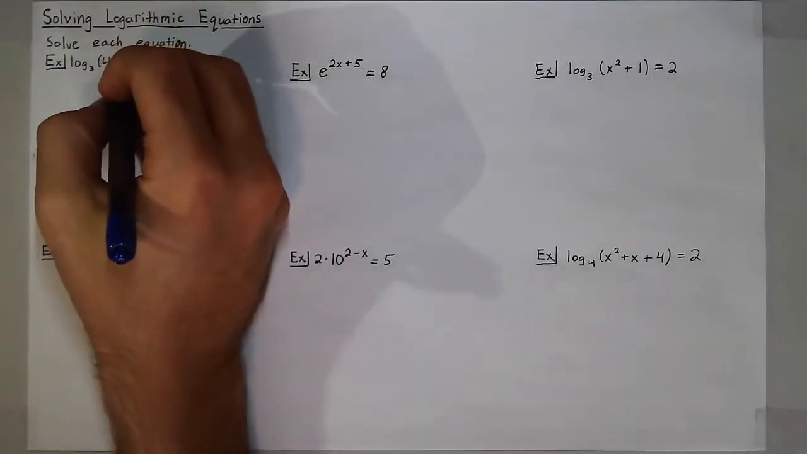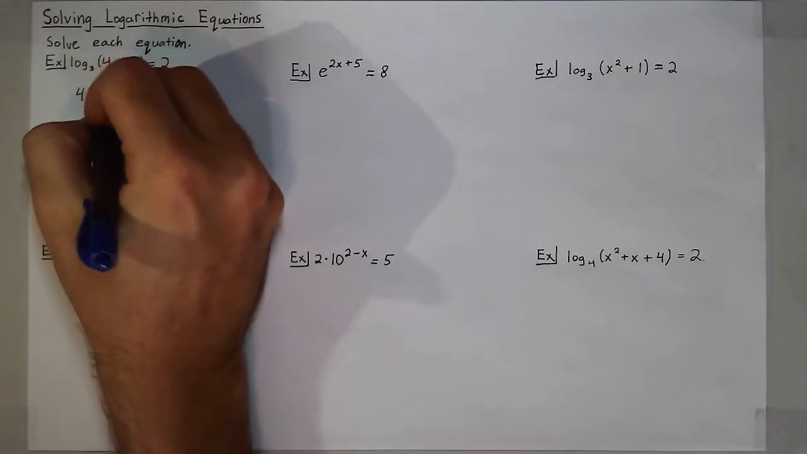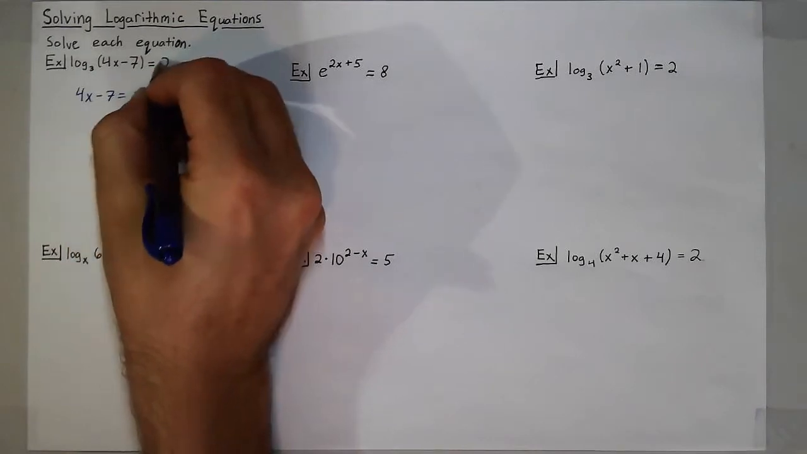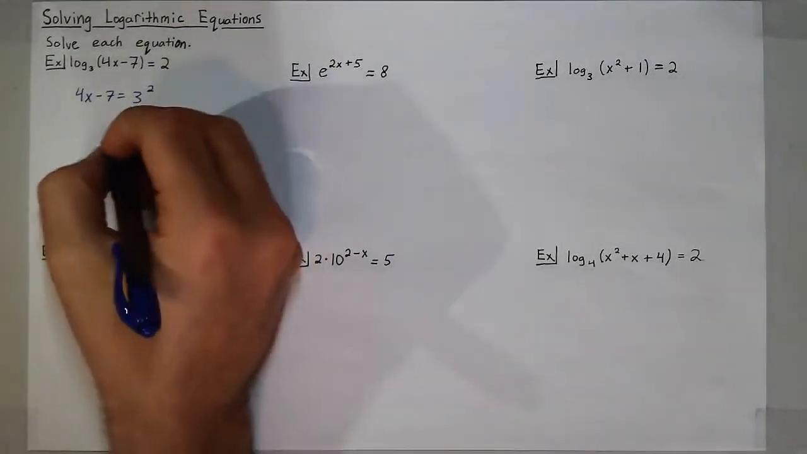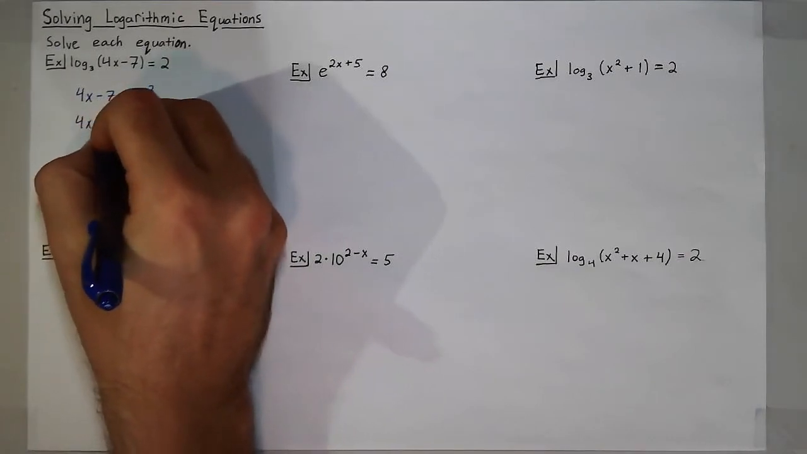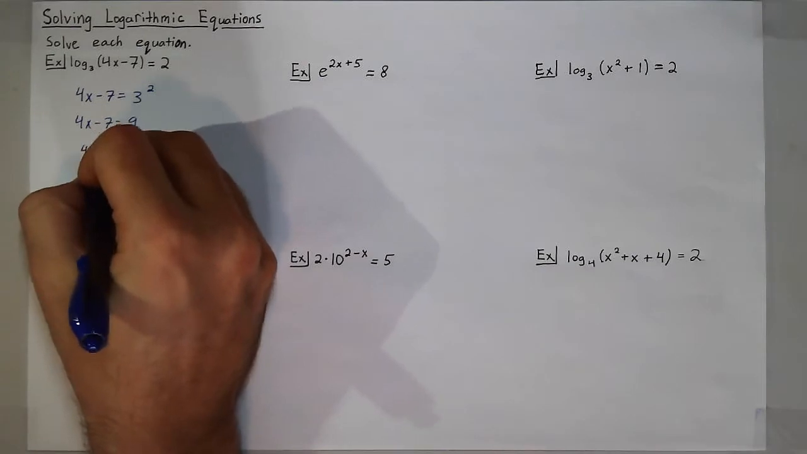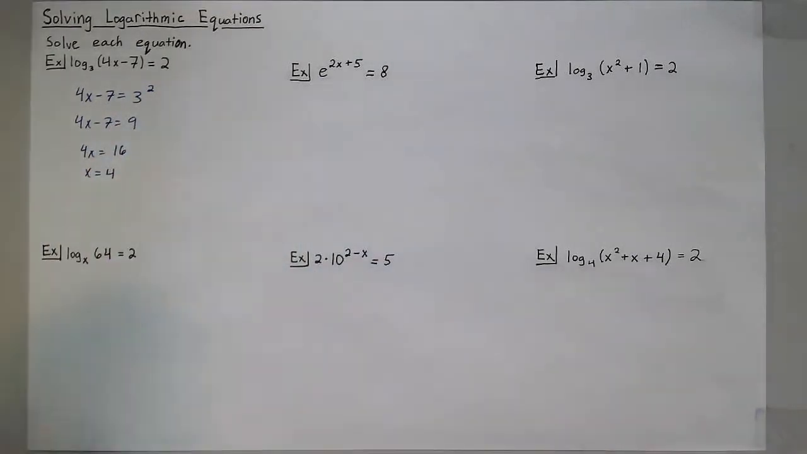So we'll see here that 4x minus 7 should equal 3 to that second power, since 2 should be the exponent. Now, 3 squared is 9, so I have 4x minus 7 is equal to 9. I can add 7, giving me 16, then divide by 4, which gives me 4. So my solution is 4.